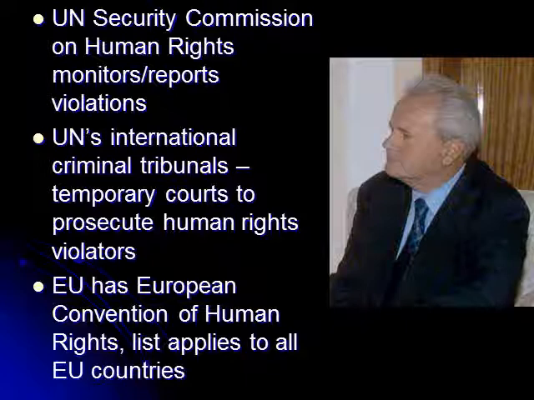Some of the organizations that deal with human rights violations: you have the UN Security Commission on Human Rights, which monitors and reports human rights violations. You have the UN's International Criminal Tribunals, temporary courts to prosecute human rights violators. And the European Union has the European Convention of Human Rights, and this applies to all European Union countries. So they have this list of rights that they're all supposed to guarantee.